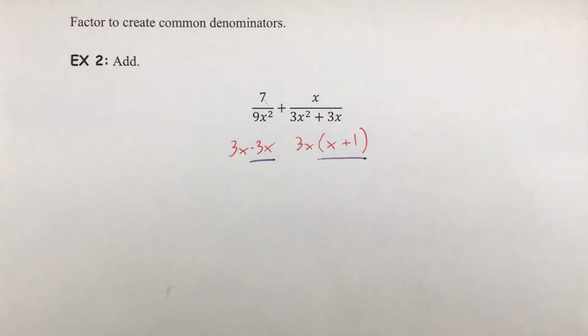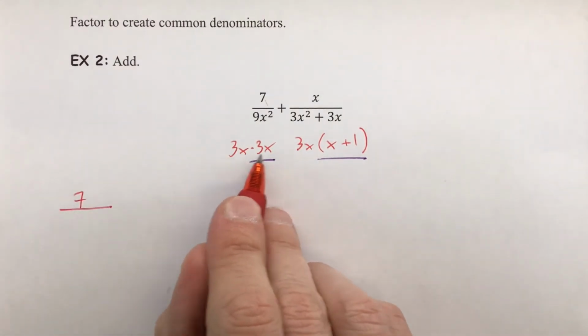All right, so let me reset the problem over here. We're going to have 7. We're going to break that up into 3x, 3x.